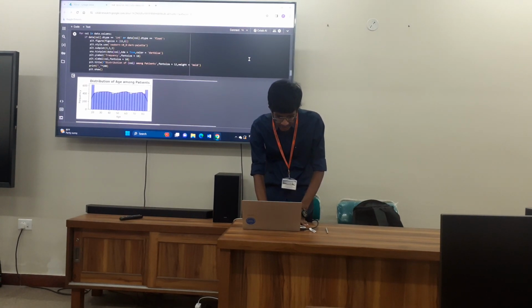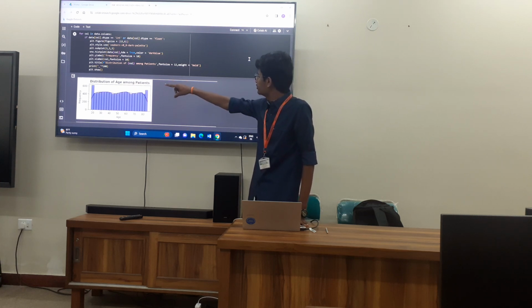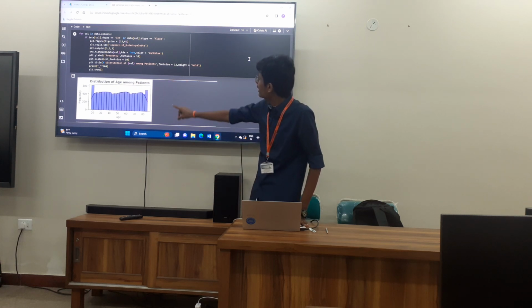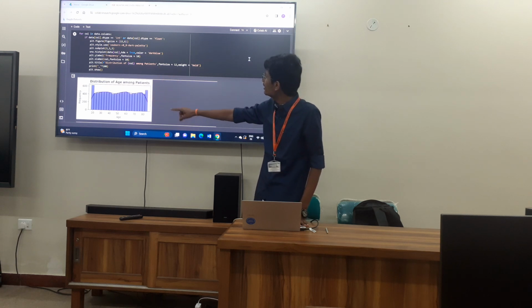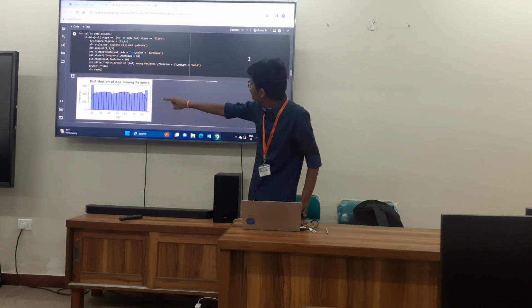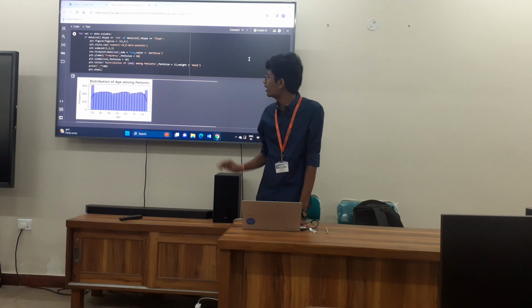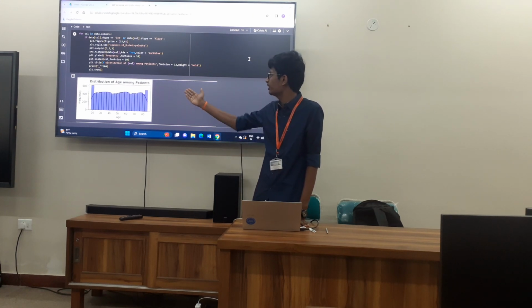So here I have tried to plot a bar graph of the distribution of age among the patients. You can see the frequency, how many people. So 20, 30, 40, these are the ages indicated. You can say that the people around age 20 are suffering more, around 600 people. Only 20 people are suffering from more diseases.